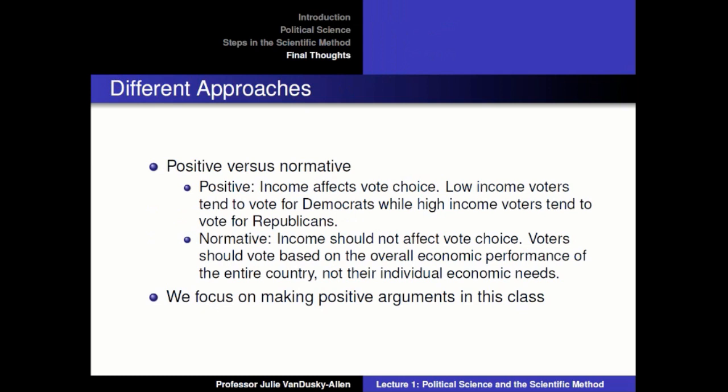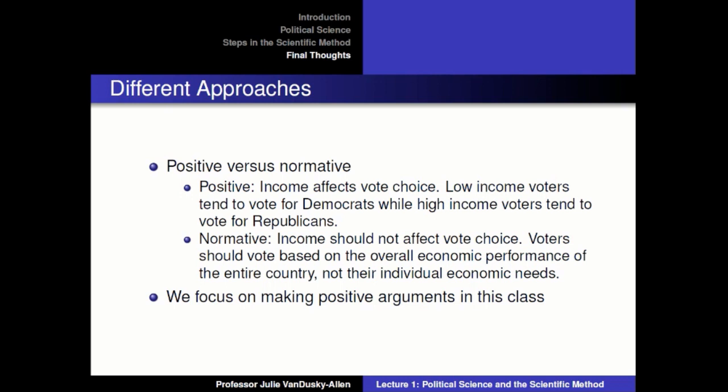Last, it is important to point out that in this class we will be focusing on developing positive arguments, not normative arguments. Positive arguments attempt to explain how the world works. Normative arguments attempt to explain how the world should work. For example, a positive argument could be income affects vote choice. Low-income voters tend to vote for Democrats, while high-income voters tend to vote for Republicans. These statements describe how the world works.